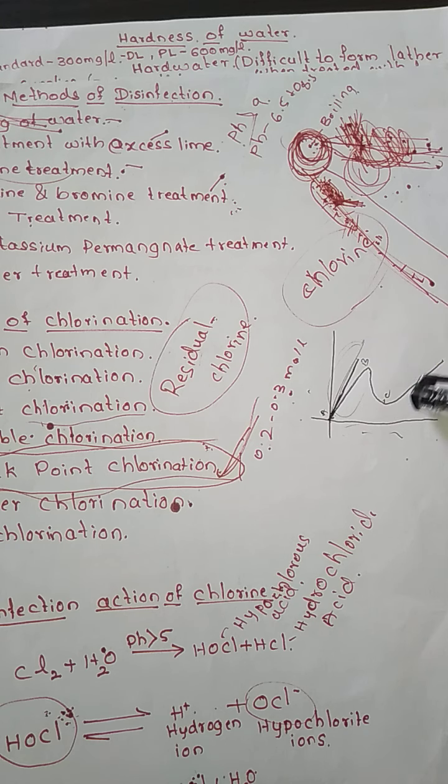Okay, then D is from B to C, we call it breakpoint chlorination, and from C again it is going to reach the 45-degree angle. This I have explained in detail. Now this is regarding your breakpoint chlorination.